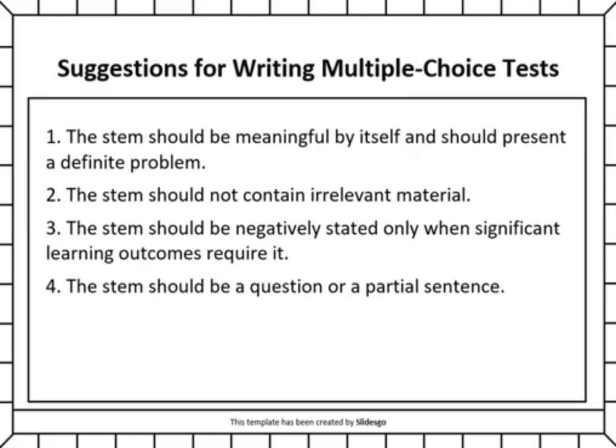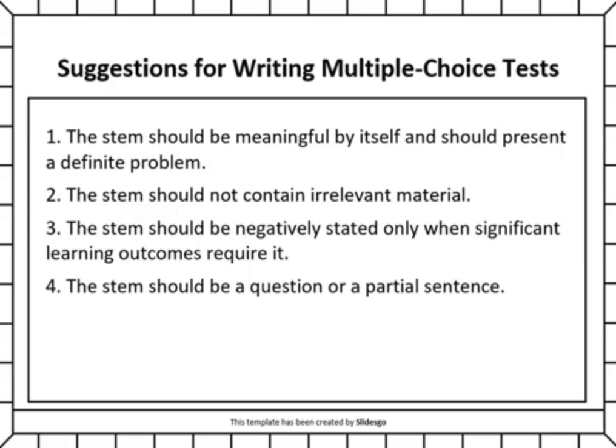First, the STEM should be meaningful by itself and should present a definite problem. So a STEM that possesses a clear problem enables the learning outcome to be the main emphasis. However, rather than functioning as a more direct evaluation of students' achievement of the learning target, a STEM that does not present a clear problem may test students' capacity to infer meaning from unclear descriptions. Number 2. The STEM should not contain irrelevant material because this can make test results less reliable and valid.